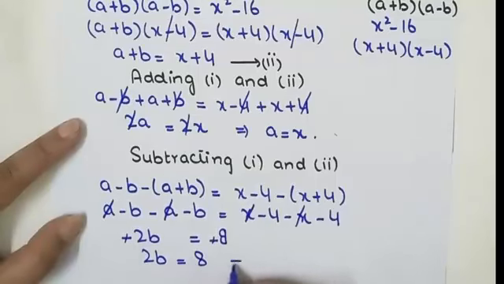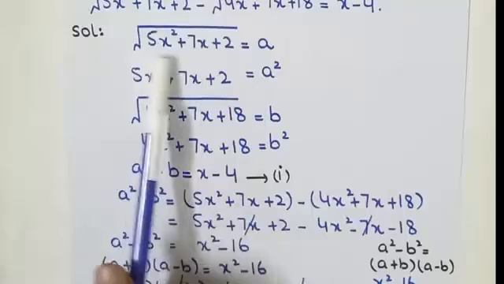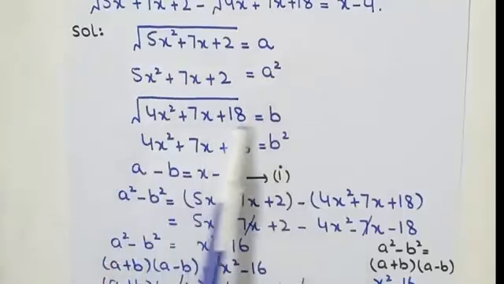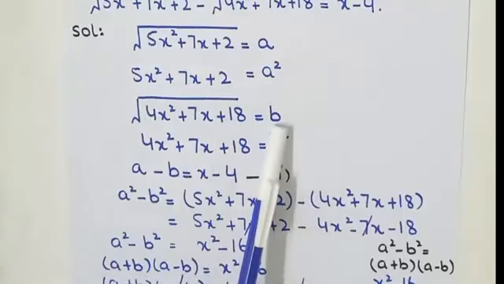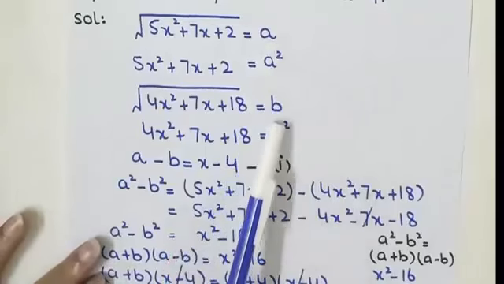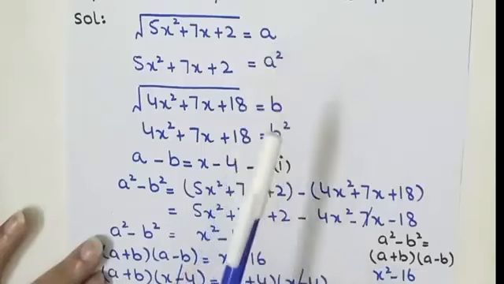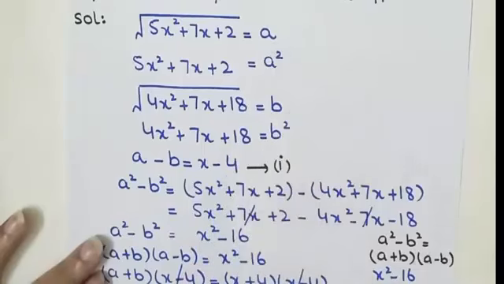2b is equals to 8. From here we have b is equals to 4. But this term is equals to a, and this term is equals to b. So the value of a is now x, and the value of b is now 4. So here now we will write x, and here we will write 4.